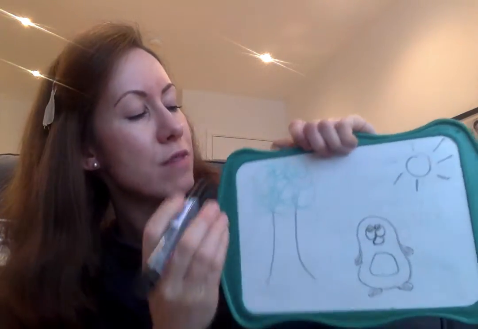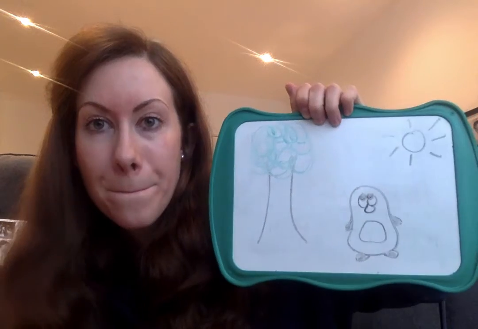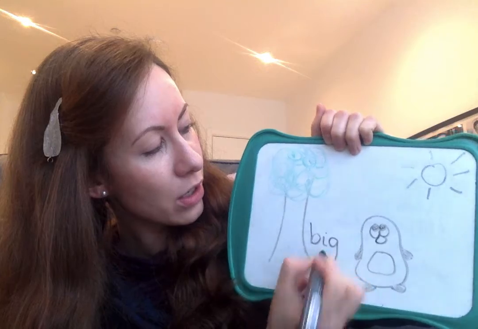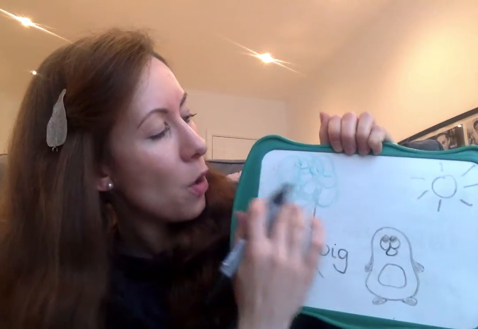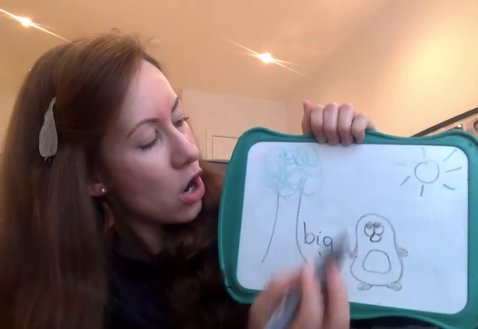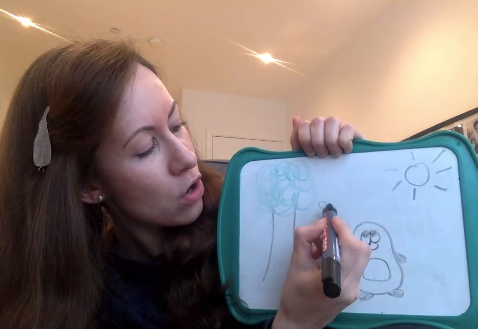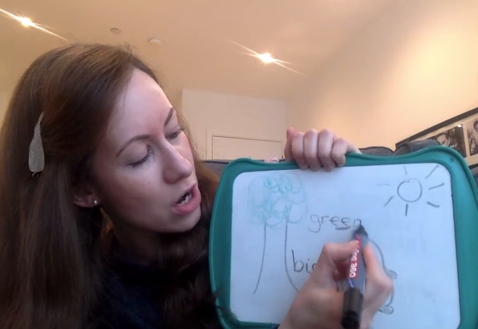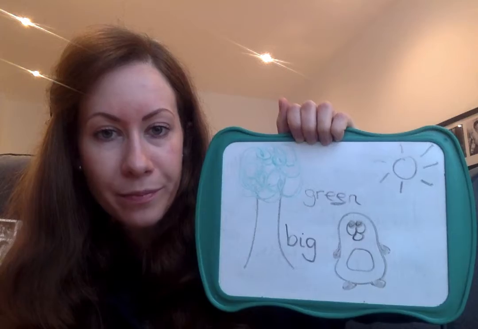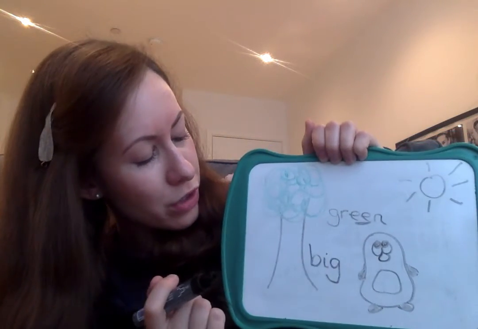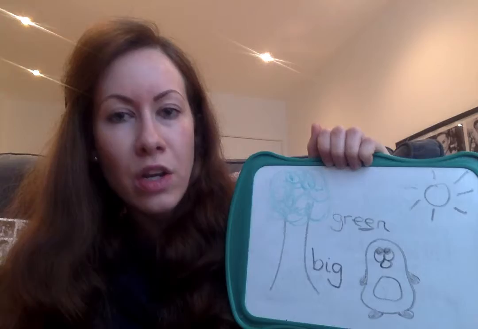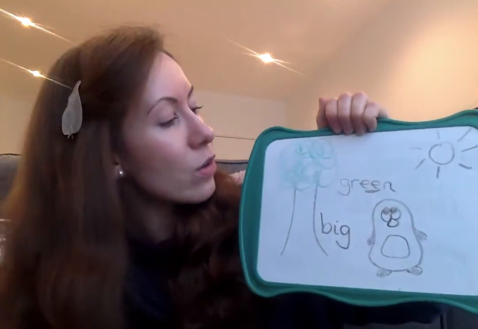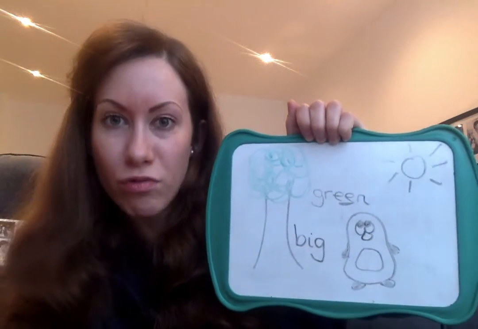So I've got a tree. The tree is big. B-I-G. Big. Okay, and the top of the tree is green. G-R-E. There's that E digraph. E-N. Green. The top is green. So we've talked about what the tree looks like. It's big and green. So if you were talking about a tree that you had seen, you were telling your friend, I went to the park and I saw a tree that was big and green.